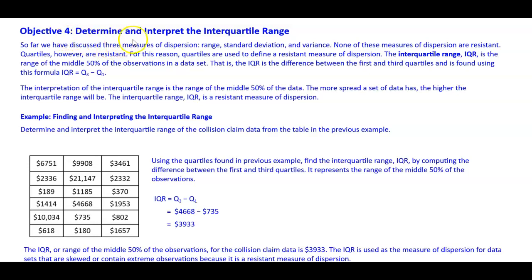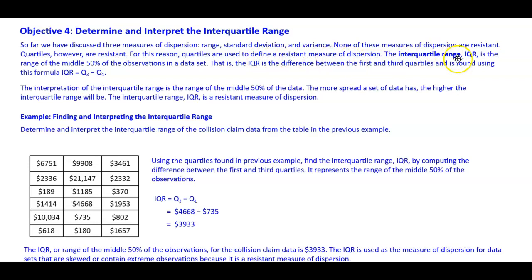Objective 4. Determine and interpret the interquartile range. So far, we have discussed three measures of dispersion: range, standard deviation, and variance. None of these measures of dispersion are resistant. Quartiles, however, are resistant. For this reason, quartiles are used to define a resistant measure of dispersion.